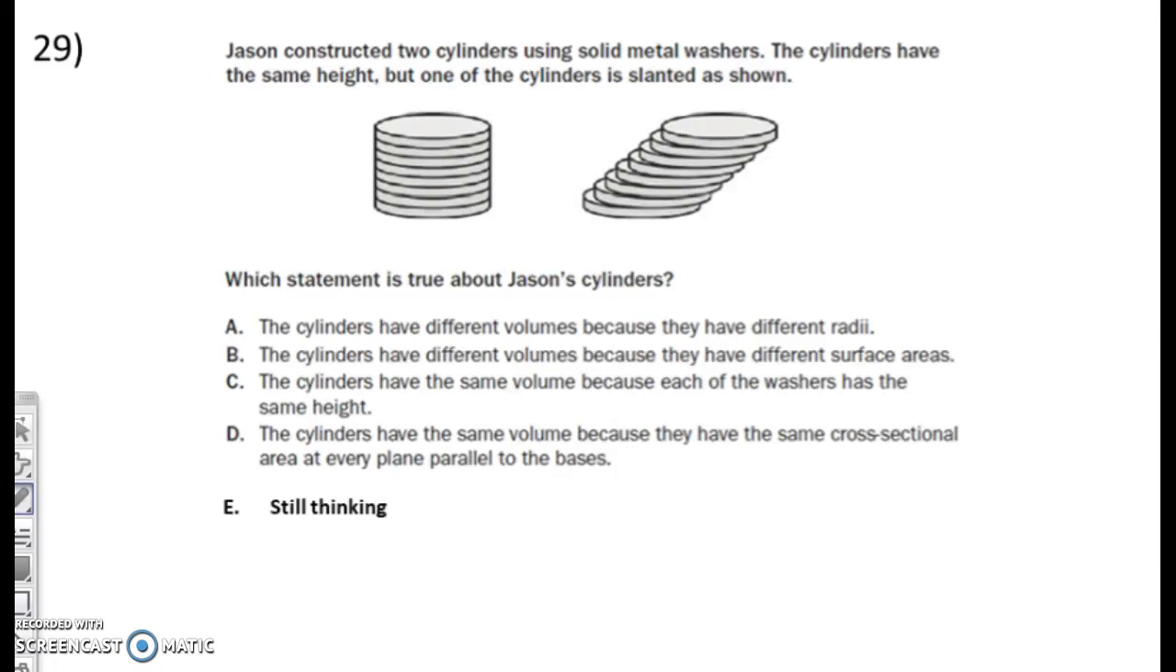Jason constructed 2 cylinders using solid metal washers. The cylinders have the same height, but one of the cylinders is slanted as shown. Which statement is true about Jason's cylinders?